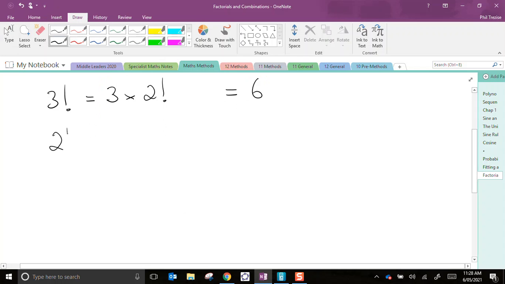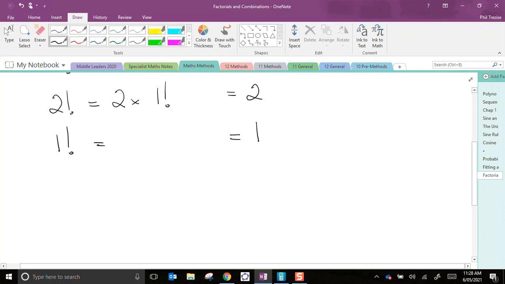Now I want to know what 2 factorial is. Well, divide through by 3. 2 factorial is 6 divided by 3. That's 2. But in this more compact notation, I suppose, it's 2 multiplied by 1 factorial. Interesting. Let's keep going. 1 factorial. Well, if I divide 2 across both sides of this previous equation, 2 divided by 2 gives me 1. And of course, 1 factorial is 1 multiplied by, well, don't I have to use the smaller one? 0 factorial.